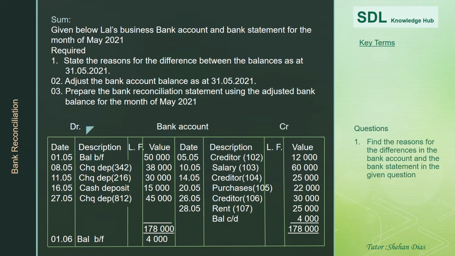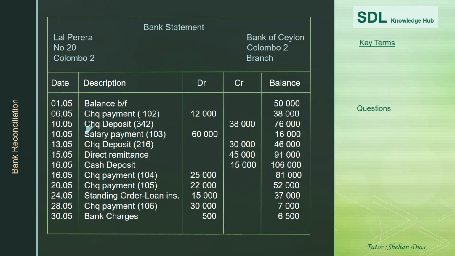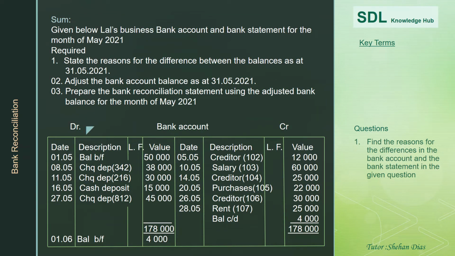Now we will look through a practice question, a sum, on how to prepare the bank reconciliation statement from the beginning. You have been given a bank account and a bank statement. As you can see, there's a difference in the final balance. You've been asked to state the reasons for the difference between the balances. To do that, you have to compare both statements and then prepare the adjusted bank account balance at the end of the period, and finally prepare the bank reconciliation statement for the period.